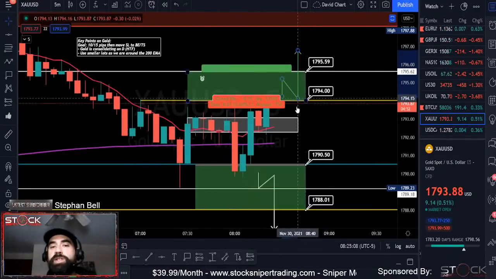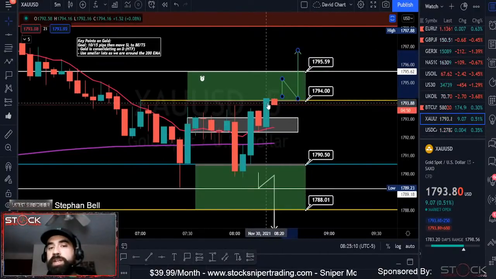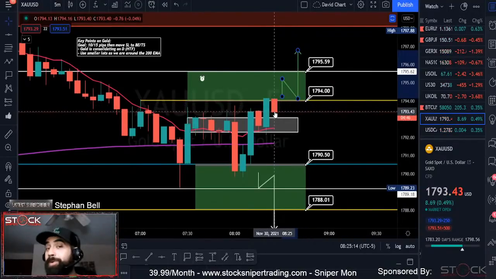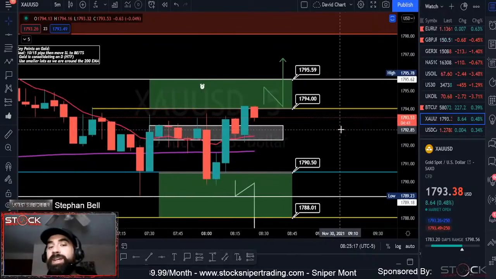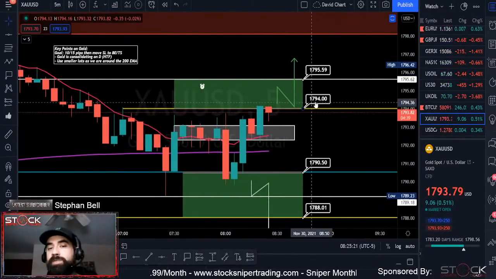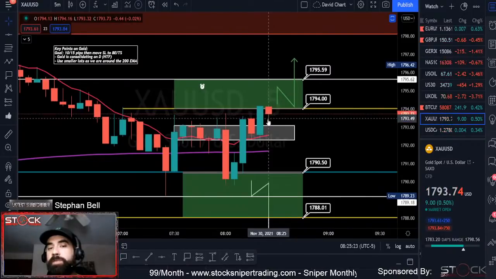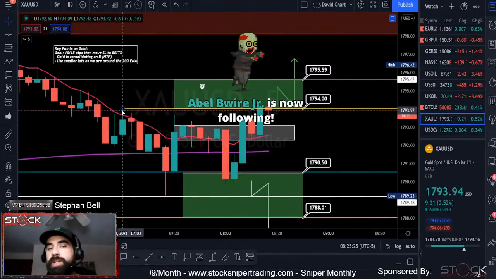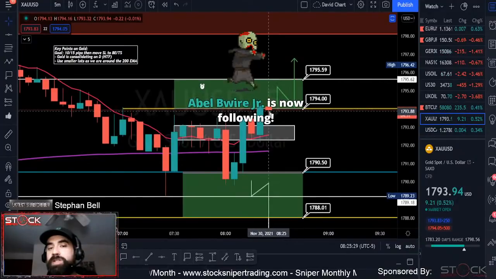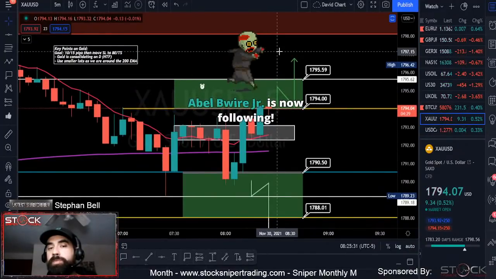Just be patient here, guys. Did not close above it. You see it got rejected again. Okay, no buy. Just wait here. It's perfect, guys. This is what you want to see. This is showing you patience right here. Right at that 1794, it got rejected the first time. You can see it once was rejected in previous structure. Now they're starting to flip. Let's see if price is going to start to make an upward trending movement.